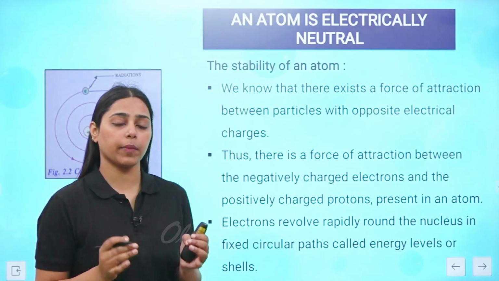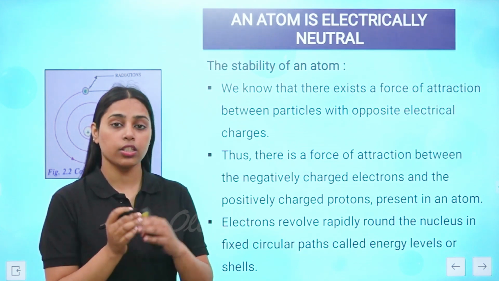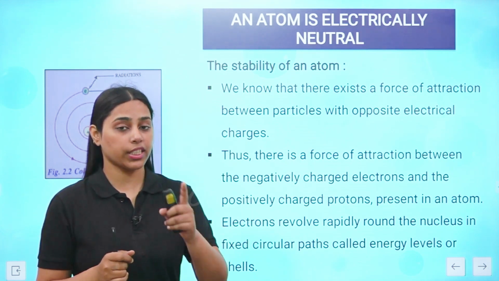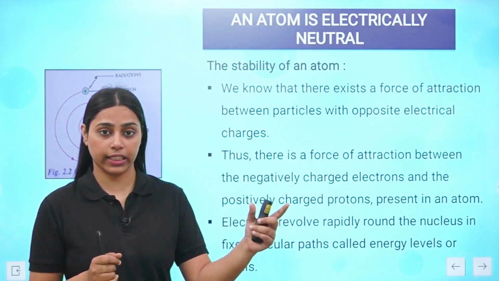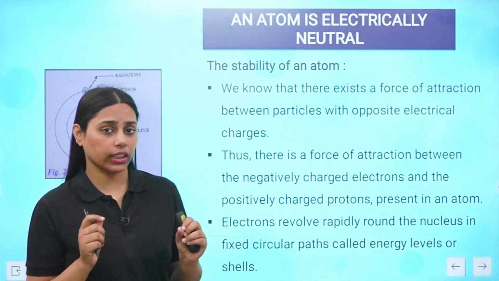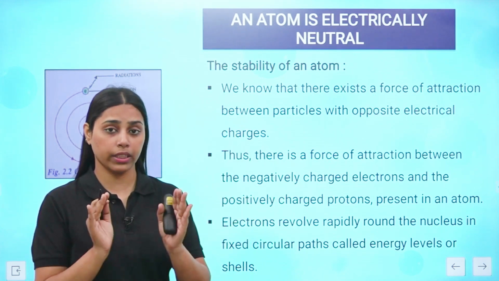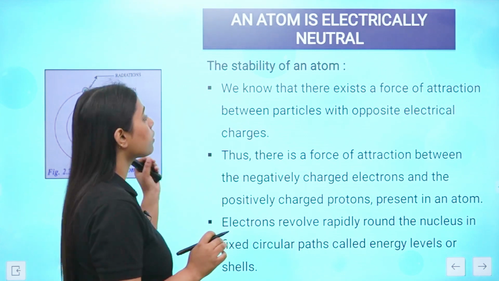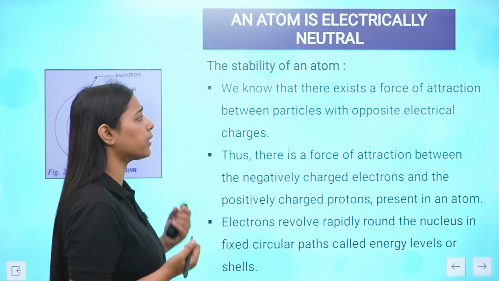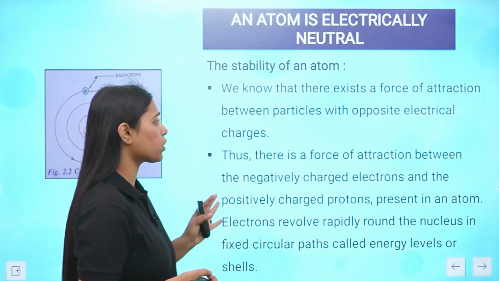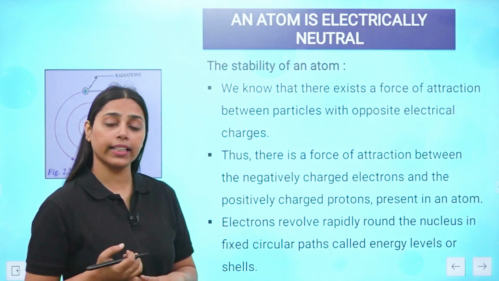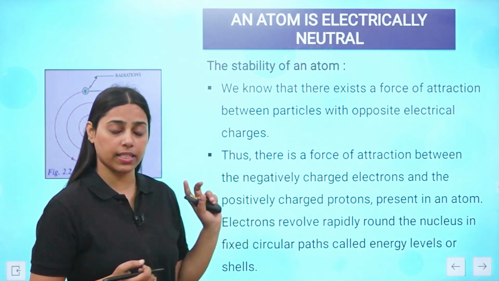So now we'll be discussing how the stability of an atom is maintained. Since we know that electrons and protons are equal in number and having opposite charges, they attract each other. We have learned this in static electricity in physics, right? From the very junior classes only. So these charges attract each other and they maintain the stability by maintaining the neutrality of an atom. This is known as the force of attraction. We know there exists a force of attraction between oppositely charged particles. Thus there is a force of attraction between negatively charged electrons and positively charged protons in an atom.